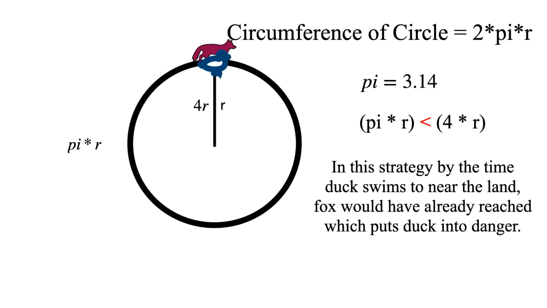This would make it seem like it is impossible for the duck to escape, but there is a way to escape. So how could the duck make life more difficult for the fox? If the duck just tries to swim along a radius, the fox could just sit along the radius and the duck would continue to be trapped.